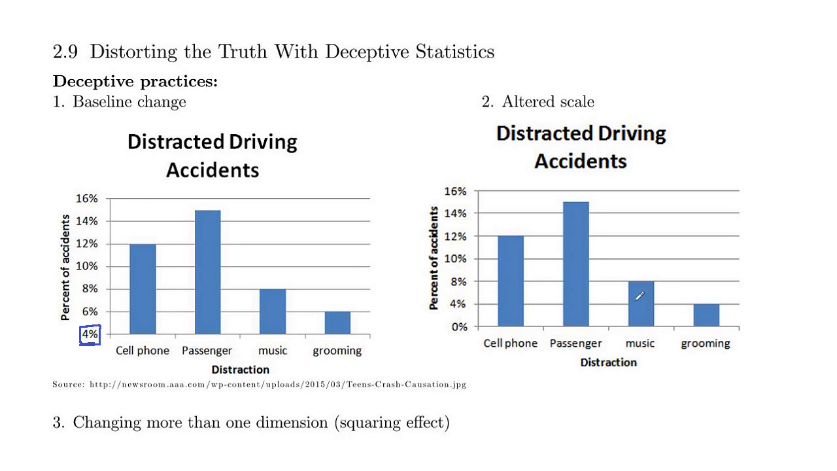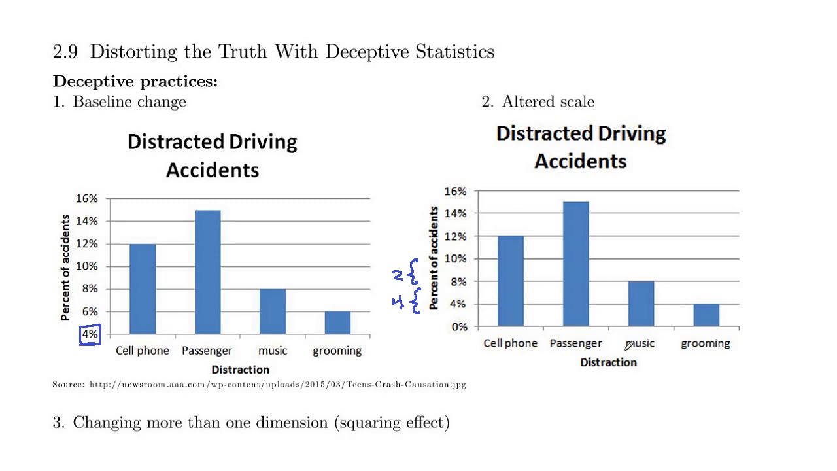Here's another deceptive practice. This is altered scale. So notice this goes up 4% and then 4 to 8, but then it's 2, 2, 2, and 2. So they've changed the scale here. This is a difference of 2%, but then this is a difference of 4%. It's not consistent. So again, you get these distortions.